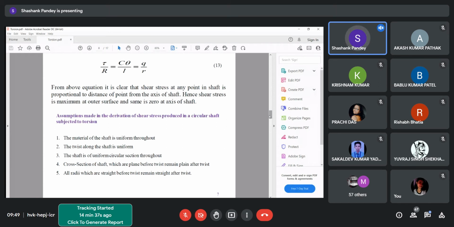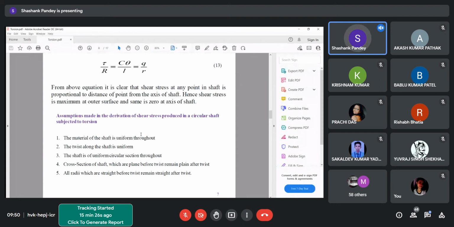Assumptions made in the derivation of shear stress produced in a circular shaft subjected to torsion. Now we are specifically talking about this circular shaft, because it is commonly used in most machines, and therefore we need to have an idea of the magnitude of shear stress and how we can design this shaft so that we can minimize the shear stress with the use of minimum material.